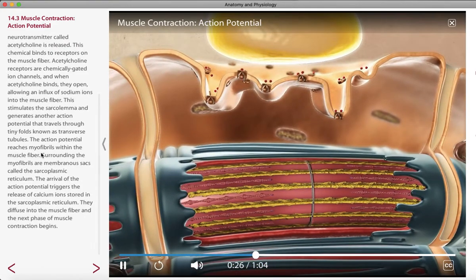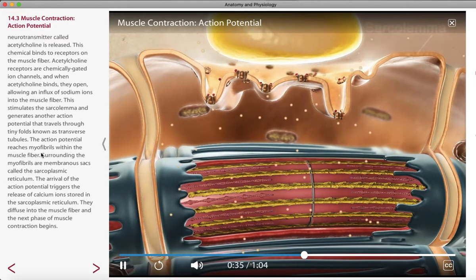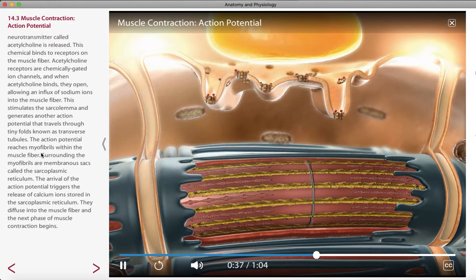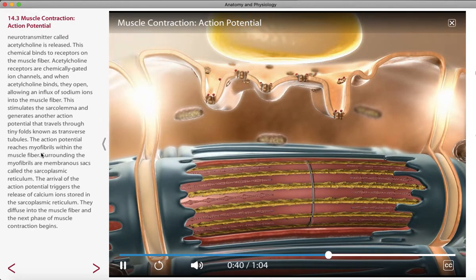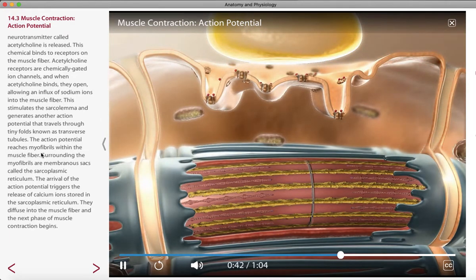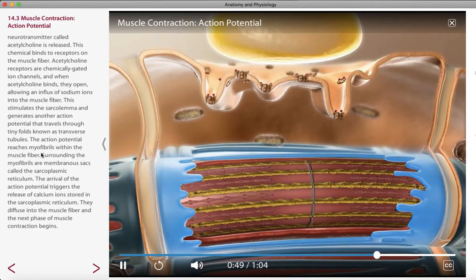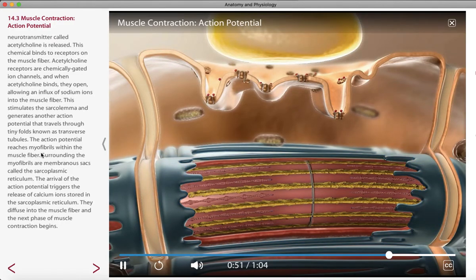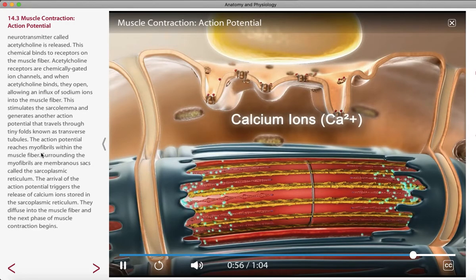Acetylcholine receptors are chemically gated ion channels, and when acetylcholine binds, they open, allowing influx of sodium ions into the muscle fiber. This stimulates the sarcolemma and generates another action potential that travels through tiny folds known as transverse tubules. The action potential reaches myofibrils within the muscle fiber. Surrounding the myofibrils are membranous sacs called the sarcoplasmic reticulum. The arrival of the action potential triggers the release of calcium ions stored in the sarcoplasmic reticulum. They diffuse into the muscle fiber, and the next phase of muscle contraction begins.